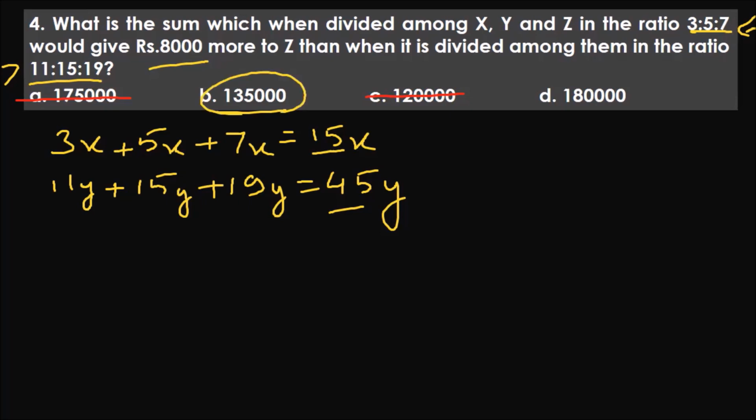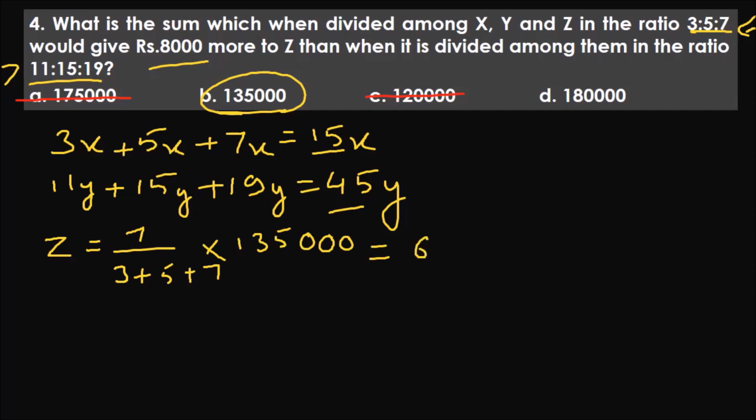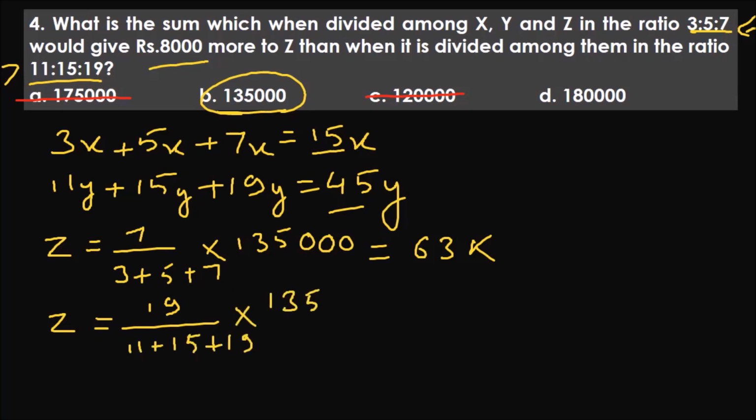We have 135000. So according to the first ratio, Z should get 7 divided by 3 plus 5 plus 7 into 135000. This is equal to 63,000. And according to the second ratio, Z should get 19 divided by 11 plus 15 plus 19 into 135000. This is equal to 57k.